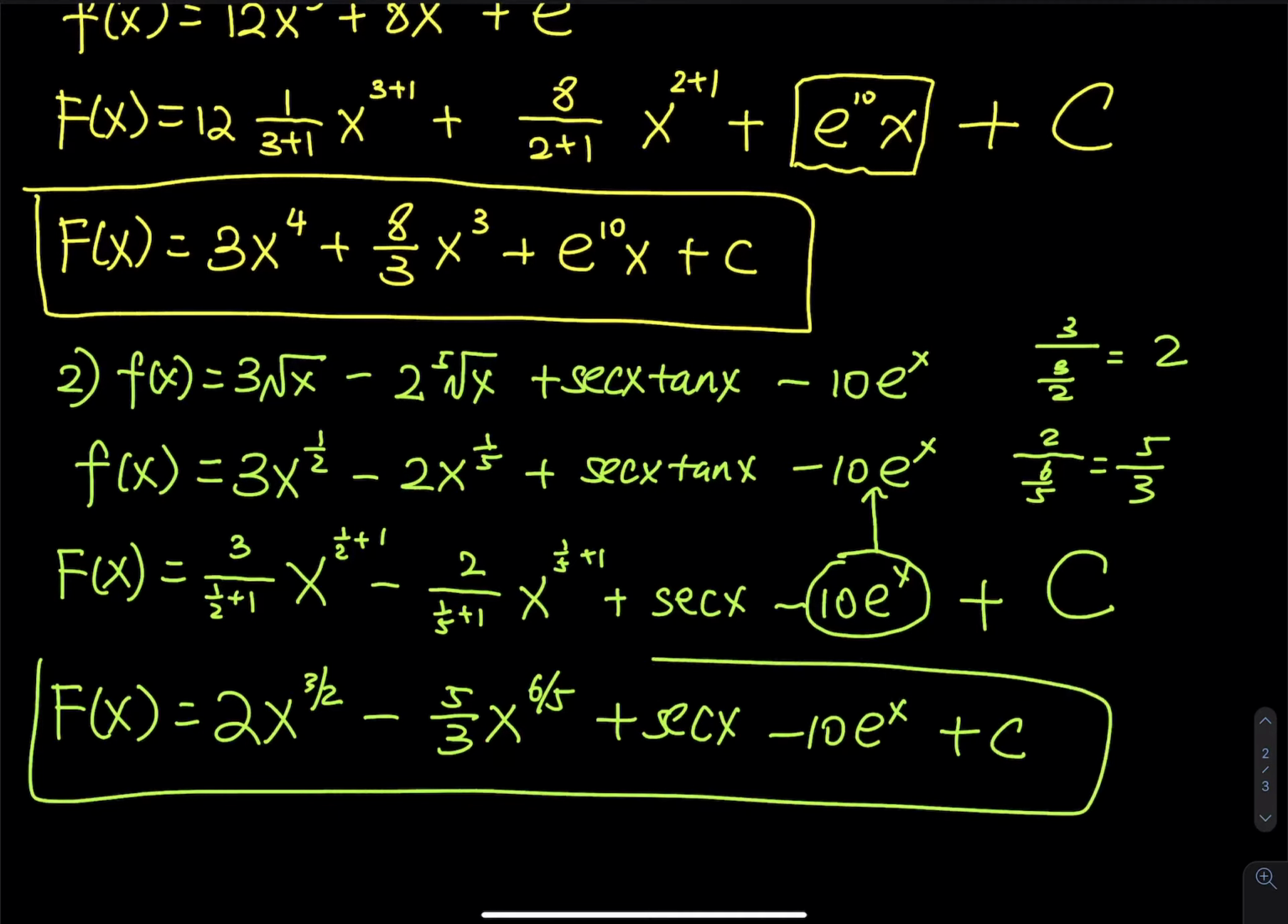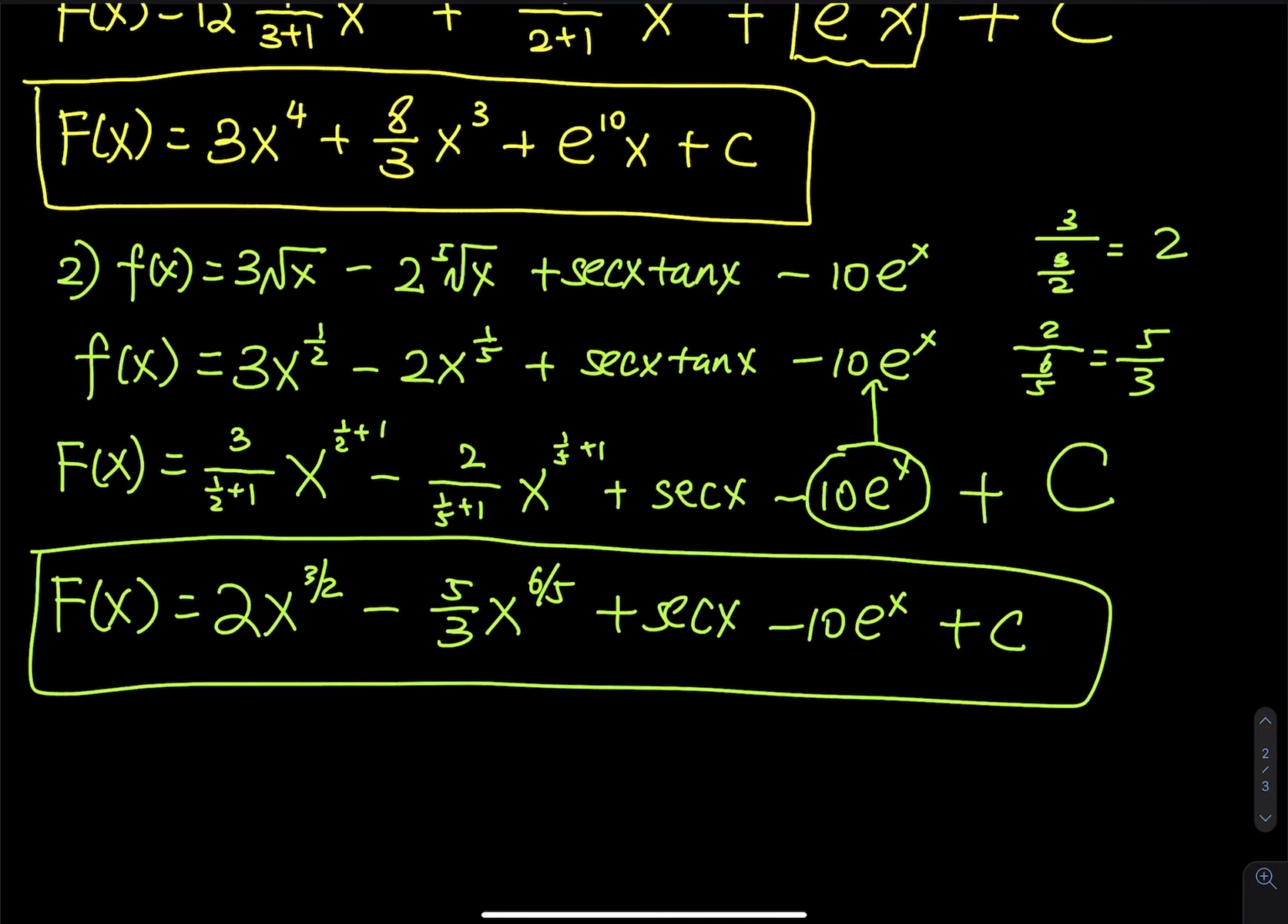Should I put the rational exponent back to a radical? To me, I think the answer is not necessary. But if you are doing this online or your instructor wants you to put it back to a radical, then you have to follow the rule. So this will be 2 times the square root of x to the 3rd, and then minus 5 over 3 times the 5th root of x to the 6th, and then the rest you know what to do, right?